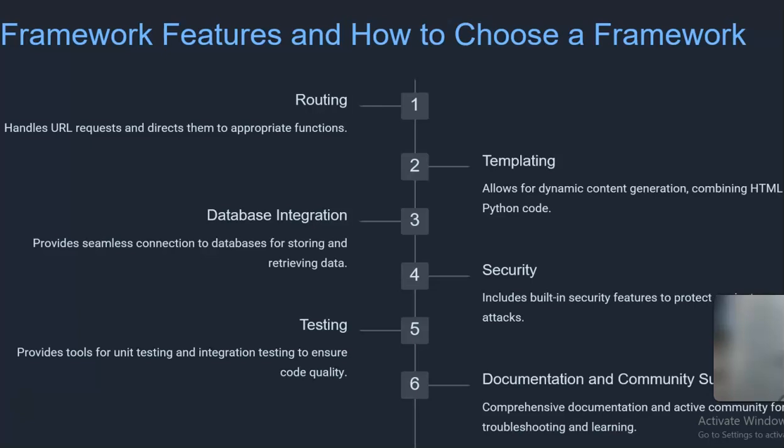Now, features of Python frameworks. While choosing a framework, consider these important features. Routing. First of all, it manages URLs and directs requests to the right functions. Second is templating. Allows dynamic content generation using HTML and Python. Third one is database integration, which makes it easier to connect applications to databases.